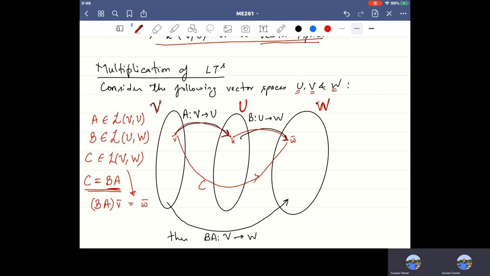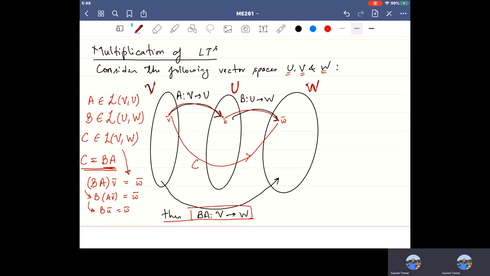You can also split it into pieces. You can say A operating on V, or A mapping V, gives a vector in U, and B then maps that to W, right? And therefore, we choose to write these products in this fashion, the way they will operate on a given vector. And then we can say BA is a product of linear transformations A and B, right?